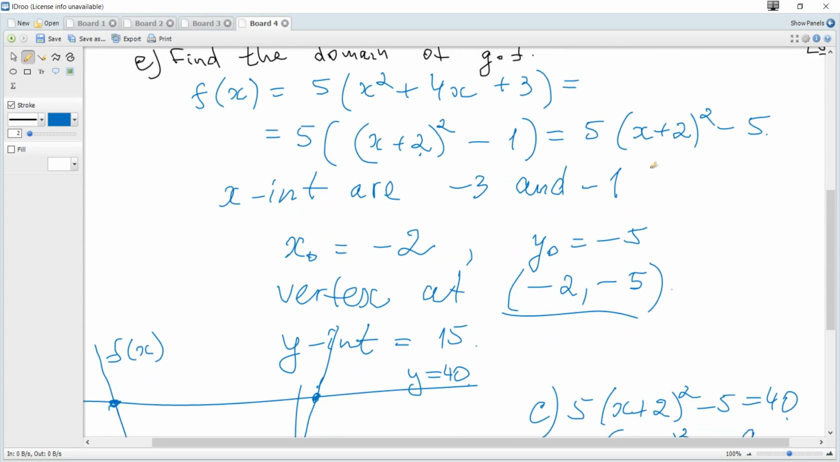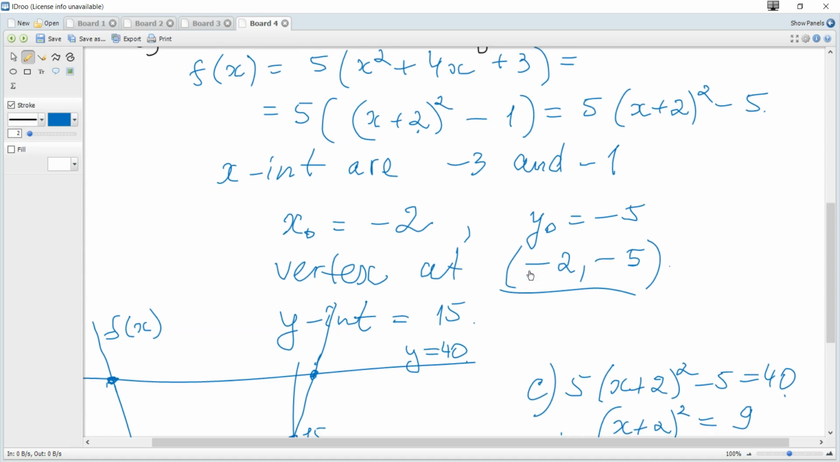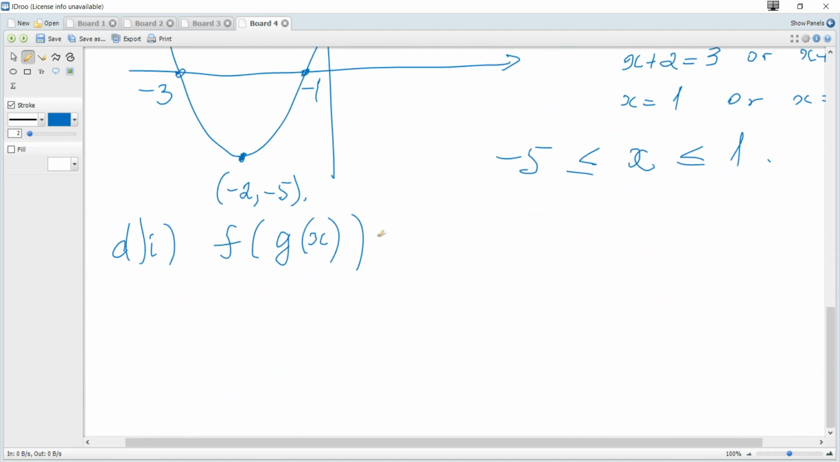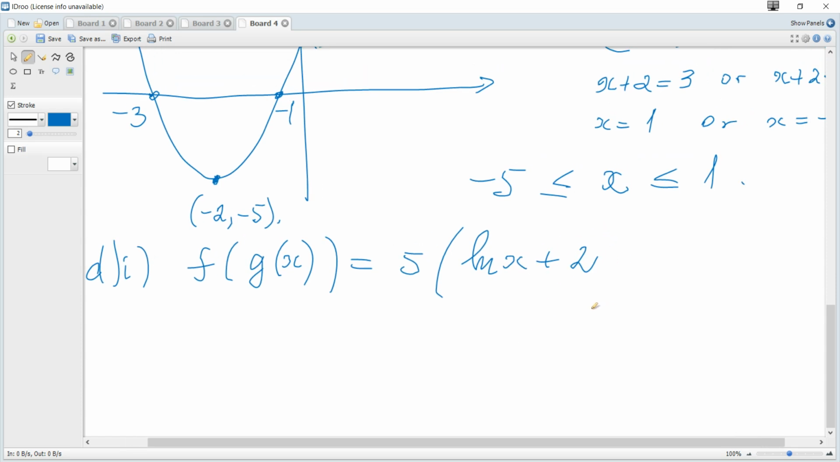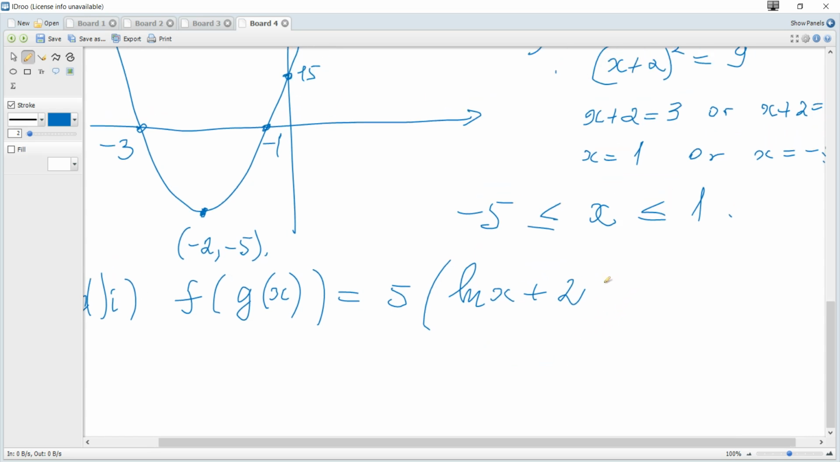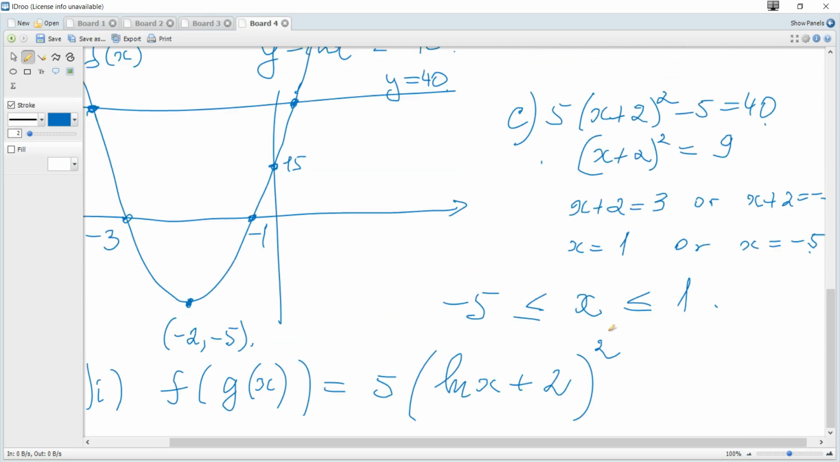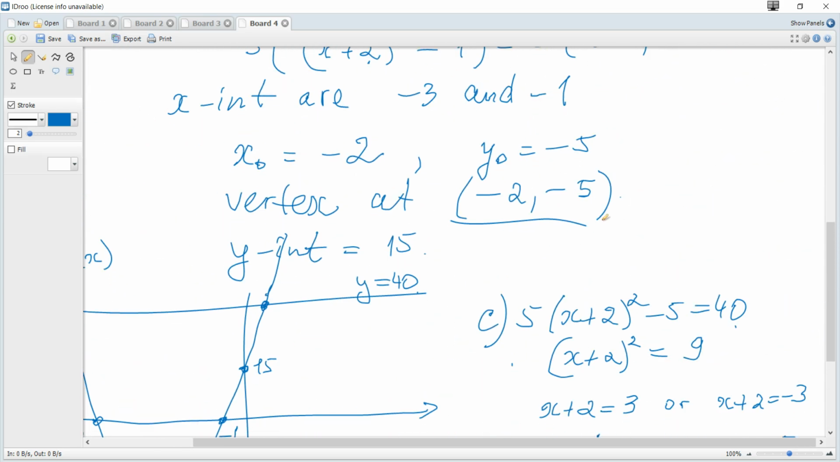So let's use this form. So it becomes 5 times (ln of x plus 2) squared and minus 5. Don't get confused, it's not ln of (x plus 2), it's not the same.